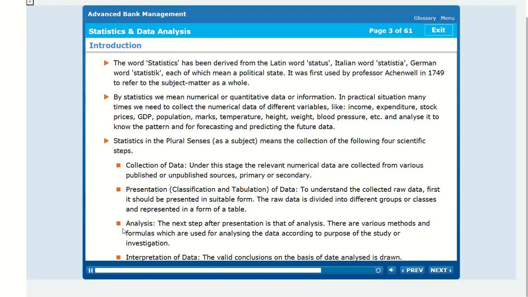Analysis. The next step after presentation is that of analysis. There are various methods and formulas, which are used for analyzing the data according to the purpose of the study or investigation. Interpretation of data. Valid conclusions are drawn on the basis of the data analyzed.